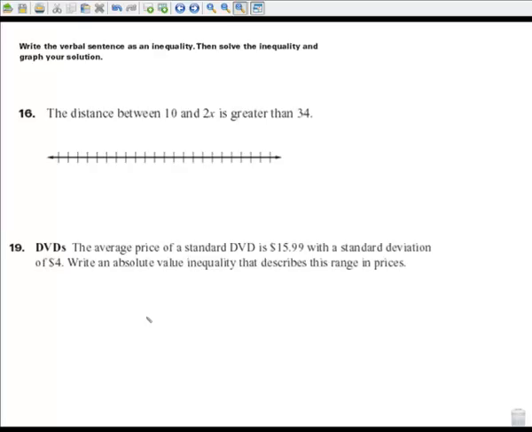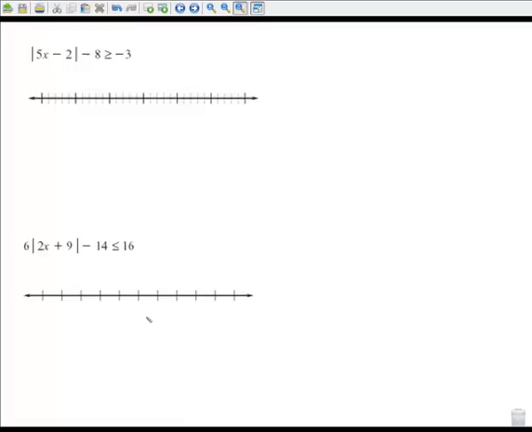All right, a couple more of these, and then as you can see, we're going to do a couple application problems. So I'll add 8 to both sides. I have absolute value of 5x minus 2 is greater than or equal to 5. This is an OR because it's greater than or equal to. So 5x minus 2 is greater than or equal to 5, or 5x minus 2 is less than or equal to negative 5. And again, I can only have the negative over here because the brackets are off with equality.